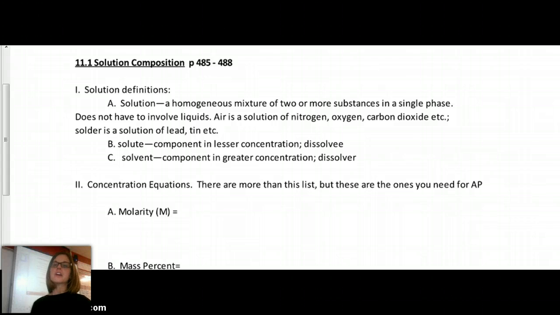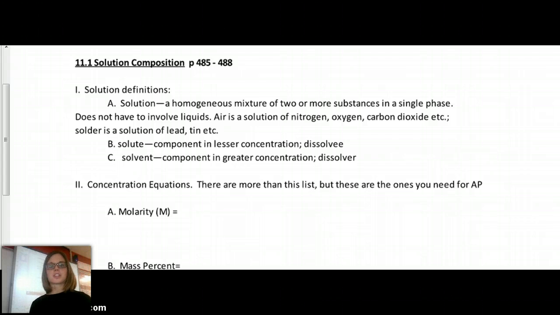We could have other solutions, like air. Gases can be solutions, where air contains nitrogen, oxygen, carbon dioxide, etc. Another example of a solution is in the solid phase, which is solder, a solution of lead and tin.